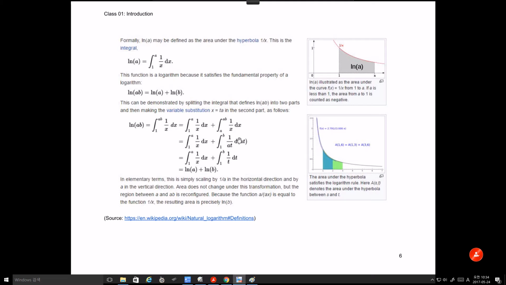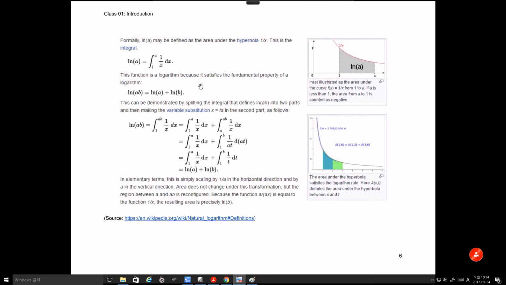So you change your variable. Now this first part is again the same. About the second part, the a in the numerator and denominator cancel, so we can regard this as simply 1 over t dt, with t as another variable. So now this is the integration over 1 to a plus the integration over 1 to b. So it is ln a plus ln b. So we just proved the fundamental property of a logarithm.